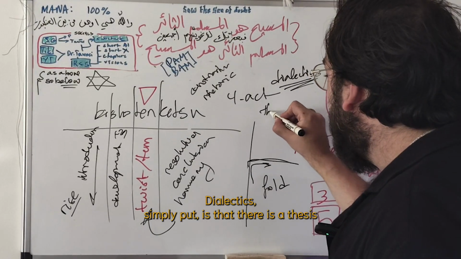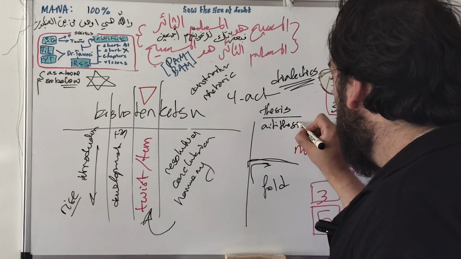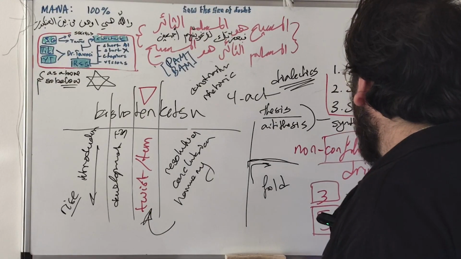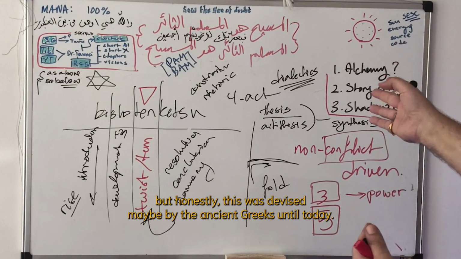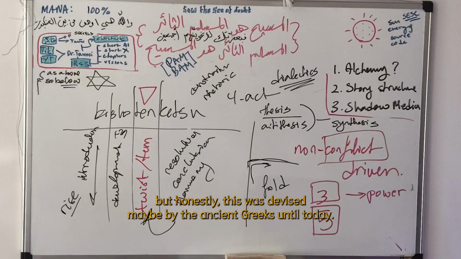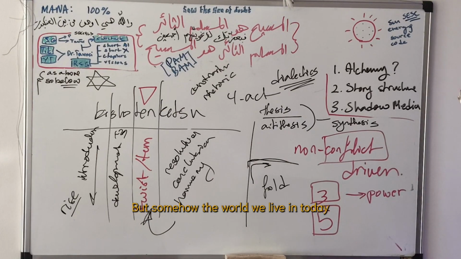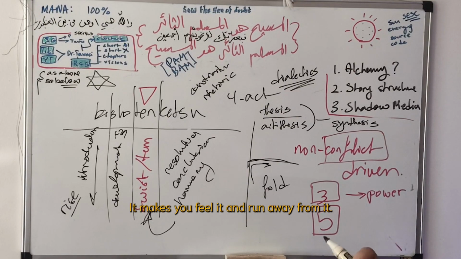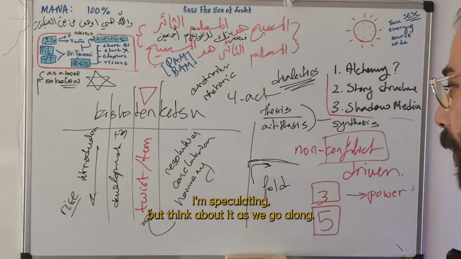Dialectics, simply put, is that there's a thesis, something, an antithesis, its other, and the union of both creates a synthesis. There has been a lot of historical critique on this idea, but honestly, this was devised maybe by the ancient Greeks. Until today, it's one of the most potent ways of understanding the world, through opposites, through oppositions. But somehow, the world we live in today doesn't make you really understand the opposite. It makes you fear it and run away from it. I'm speculating, but think about it as we go along.